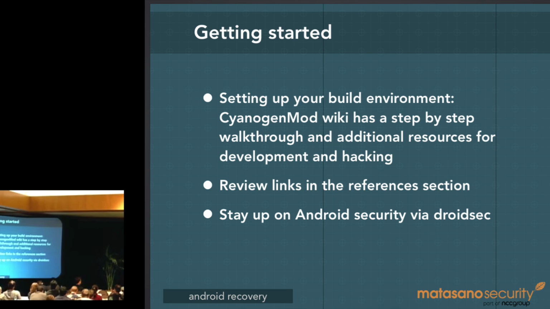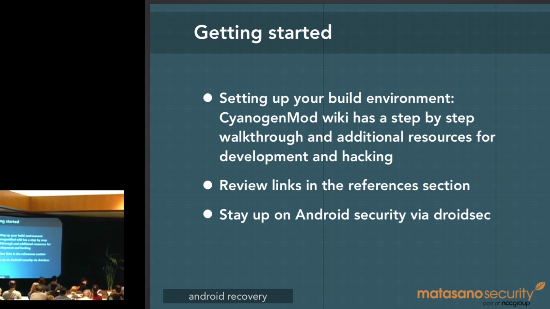Setting up your build environment, I put a pretty good guide out there on the CM wiki that talks you through all the packages you need to get started. You don't have to use CM source. You can use whatever you want, but that's a good guide for, I'm using a Linux box, here's the tools I need to do a successful compile. Definitely review the links in my references section, with some links to source code and more information about some of these CVEs we talked about.